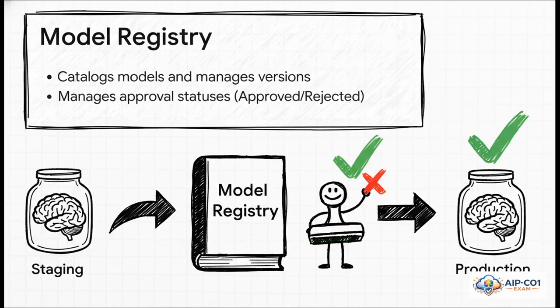Next up is the model registry. Now, this is your official governance gatekeeper. It's so much more than just a list of models. It actually catalogs and versions everything. It manages approval statuses, like approved or rejected, and it gives you this perfect audit trail. So if you're in a situation where you need a formal, repeatable process to promote a model from staging to production, this is exactly what you need.